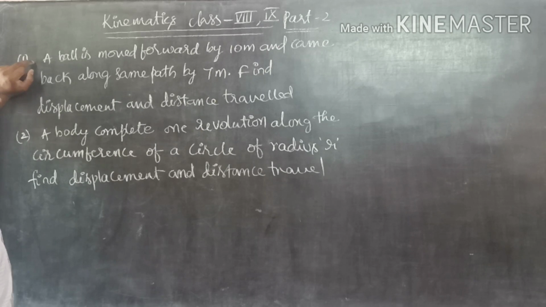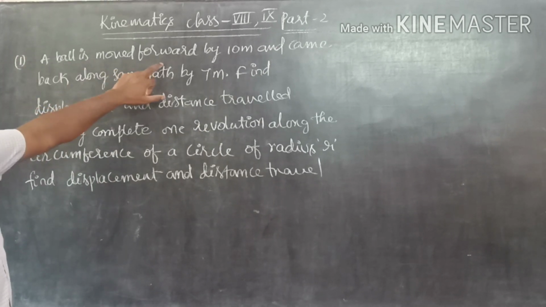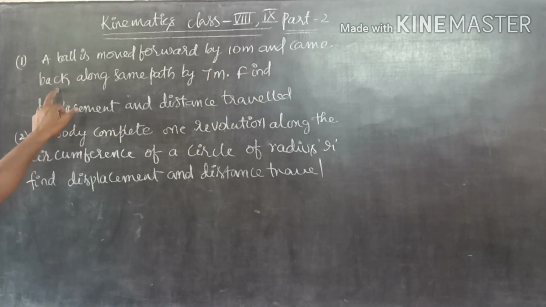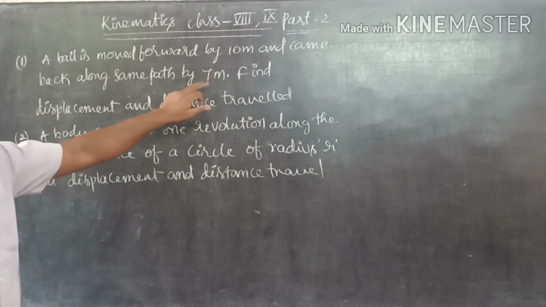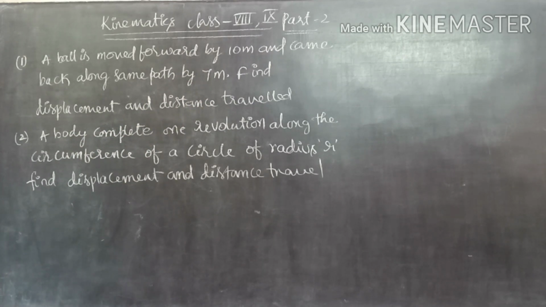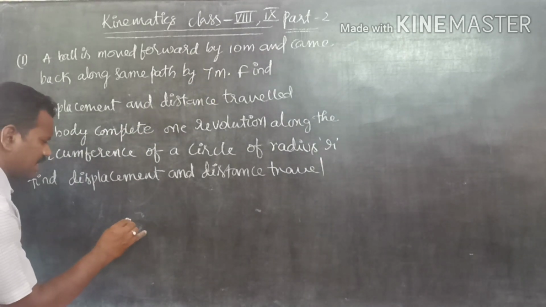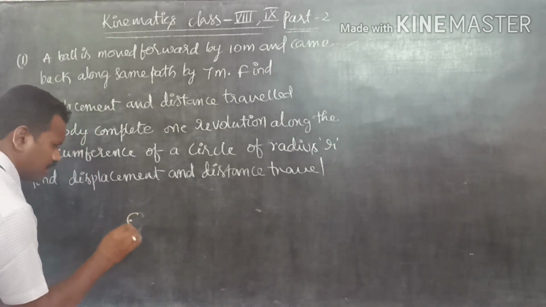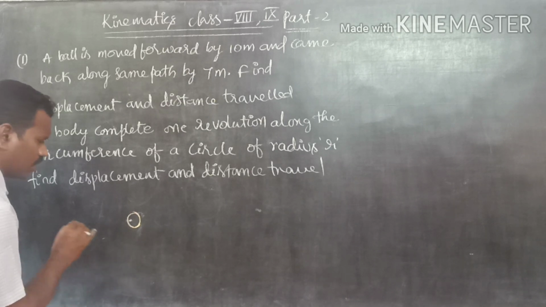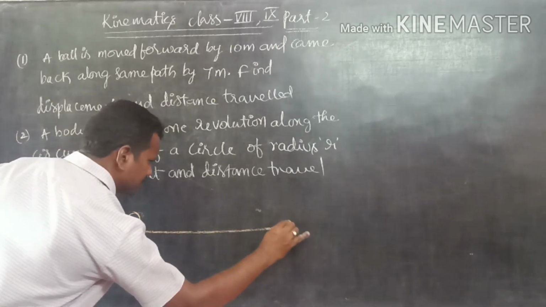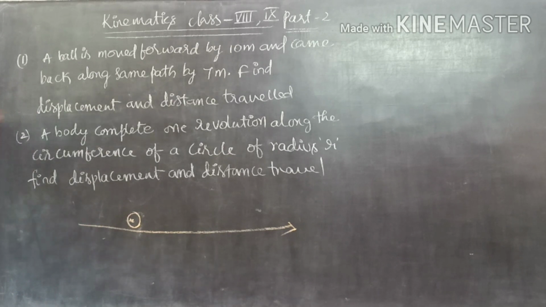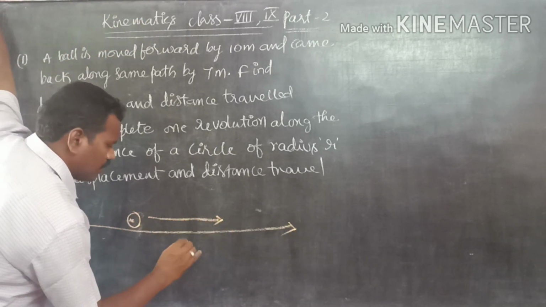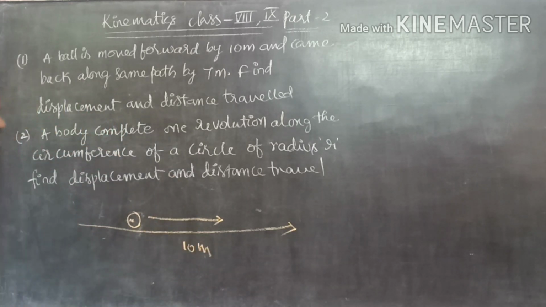Problem number 1. A ball is moved forward by 10 meters and came back along the same path by 7 meters. First of all, the ball must be at a particular place. If you consider this is a ball at a place, then it moves forward. How many meters? 10 meters.